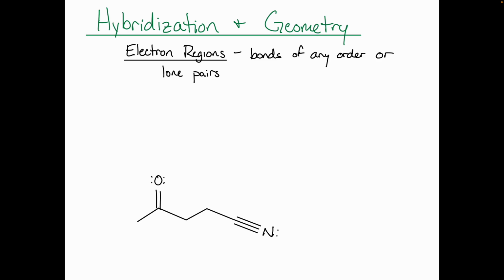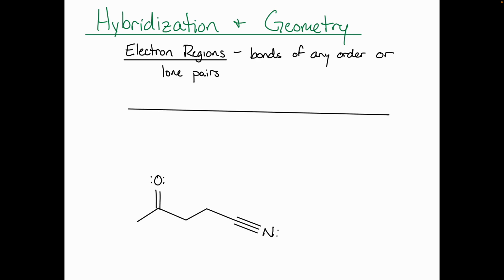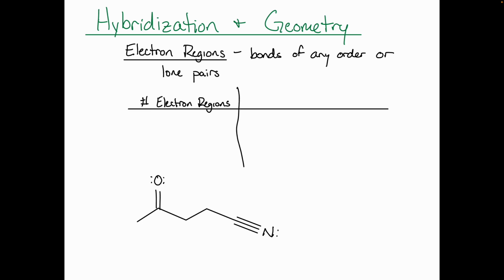Okay, and this is going to be important because what we're going to do is count electron regions. And the number of electron regions is going to directly correspond to the hybridization of that atom, which in turn corresponds to its geometry.